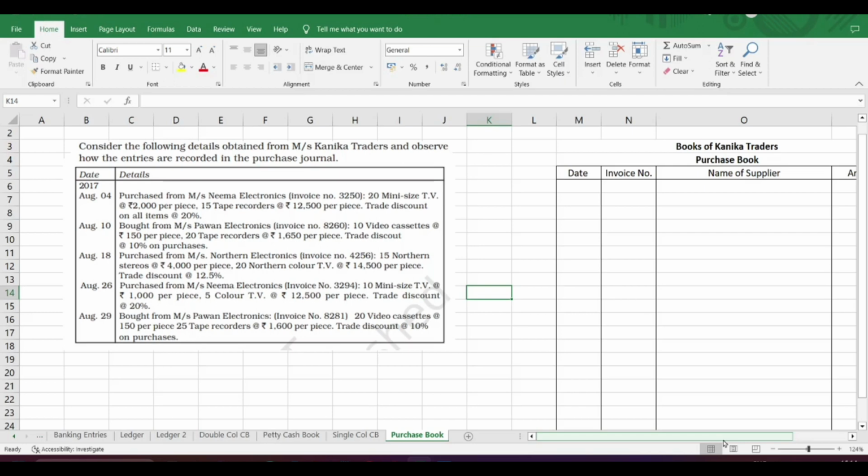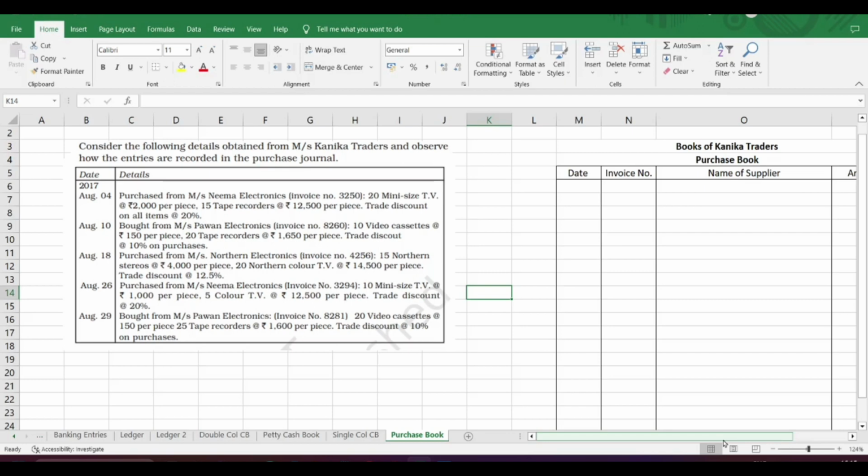August 10, bought from Pawan Electronics, invoice number 8260, 10 video cassettes at 150 per piece, 20 tape recorders at 1650 per piece, trade discount 10% on purchases. Purchased from Northern Electronics, invoice number 4256, 15 Northern stereos at 4000 per piece, 20 Northern color TV at 14,500 per piece, trade discount at 12.5%.